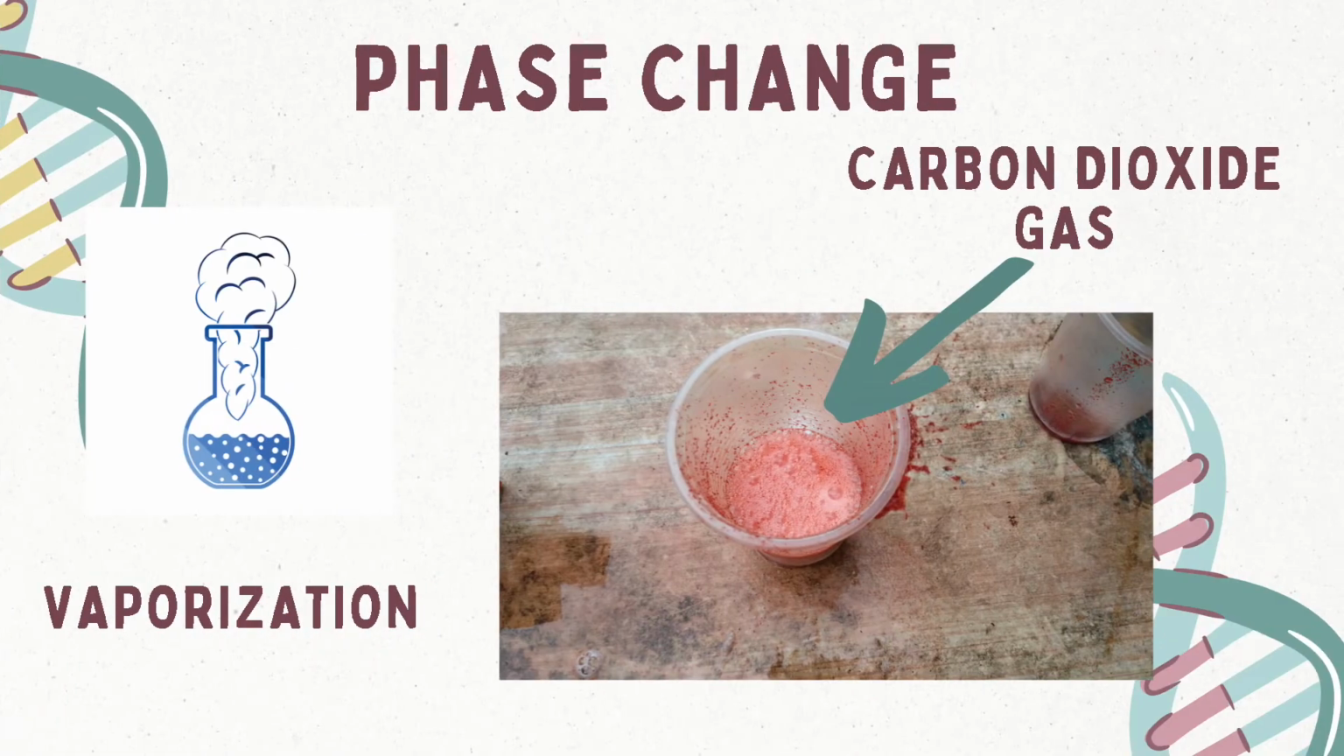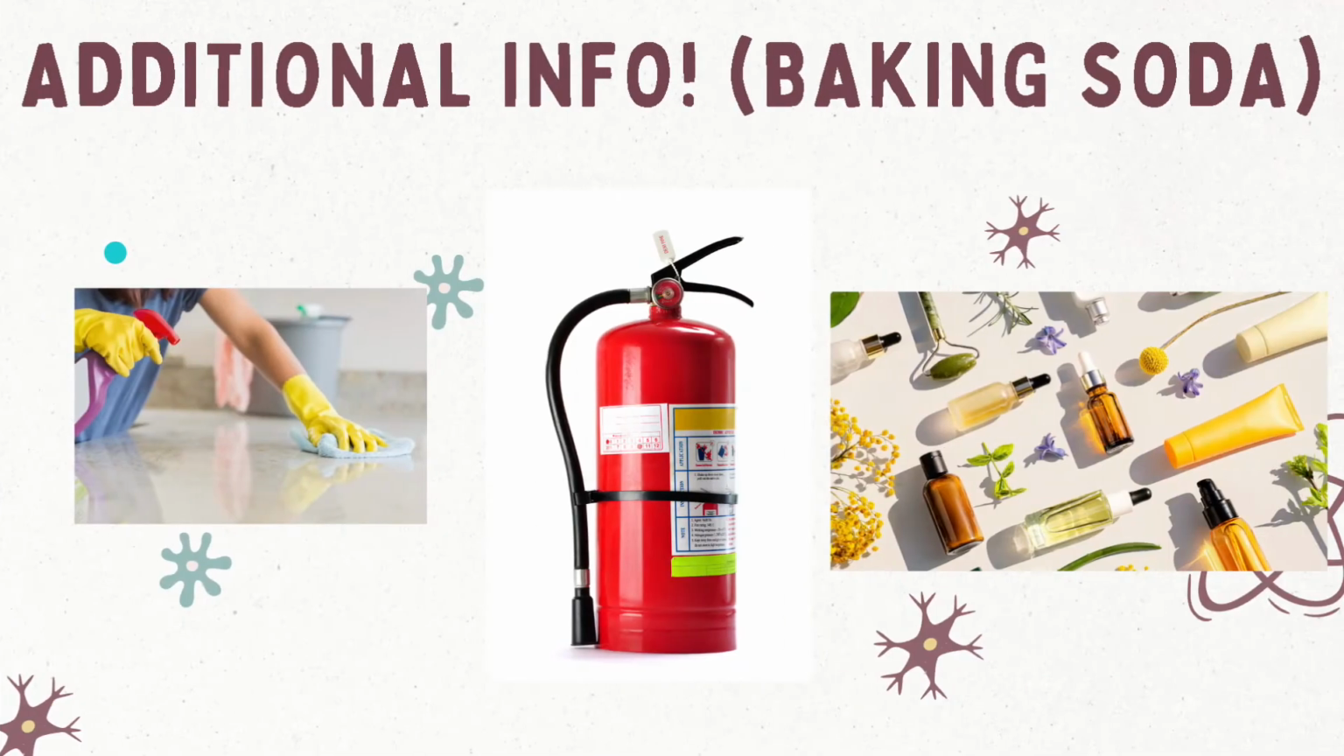Phase change. Vaporization is the phase change that happened in that experimentation, seen in the bubbles that were emitted after we mixed our vinegar and baking soda. It releases carbon dioxide, which is one of the byproducts in this reaction.